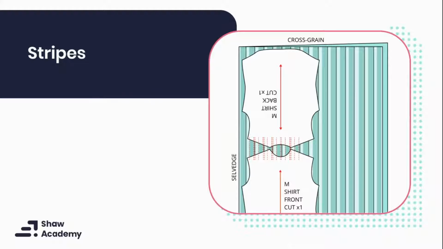Let's look at stripes first. The type of stripe is irrelevant. It does not matter the thickness or the orientation. You will follow the same process of marking and layout for your patterns.